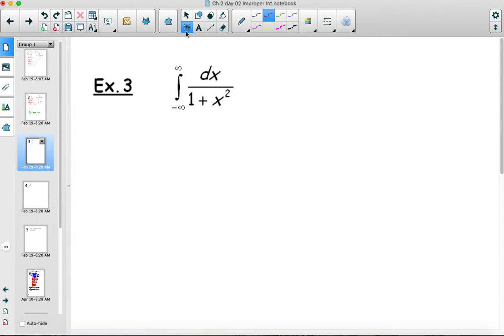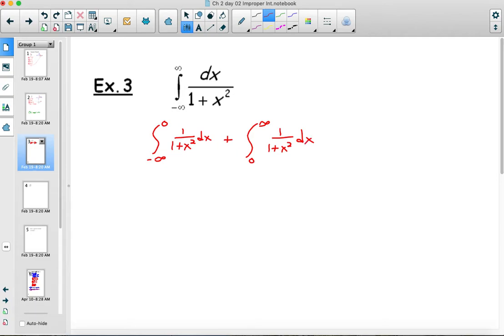And so, for example, we could do the integral from negative infinity to some constant, I don't know, 0 would make sense, of 1 over 1 plus x squared. And then plus, the integral from that same constant, in this case I chose 0, to infinity of 1 over 1 plus x squared.